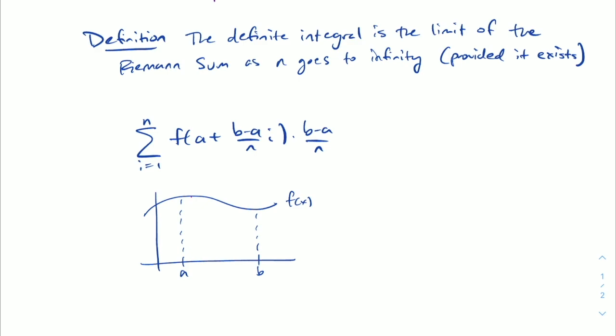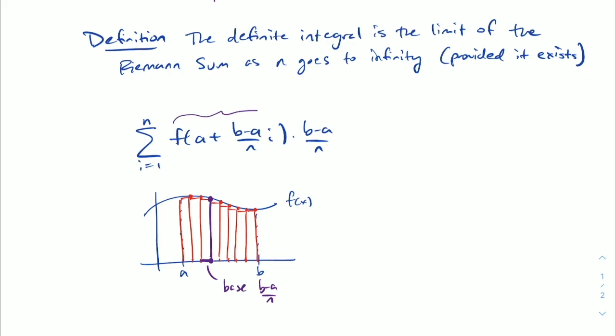So we look at right endpoints and the sum of all those rectangle areas. And each of those rectangles has a base width of b minus a over n and a height given by this function output at the right endpoint. So this is the height and this is the base width.